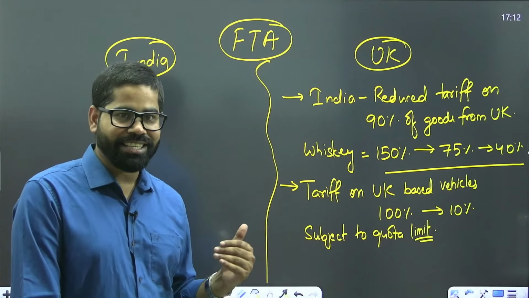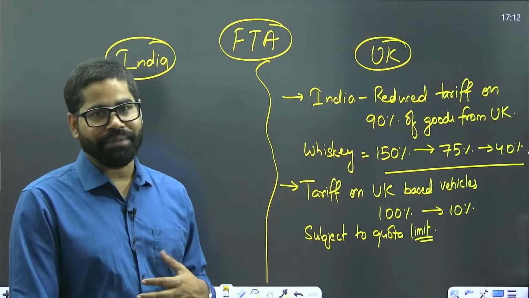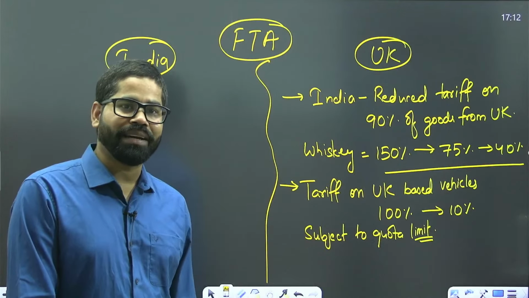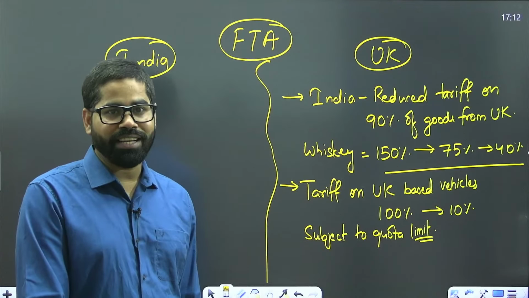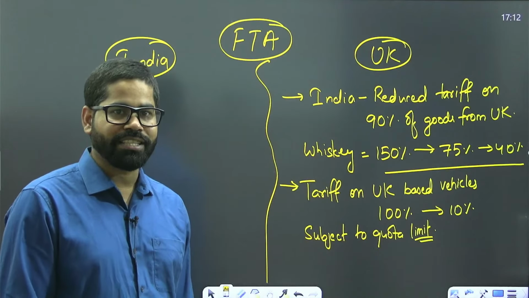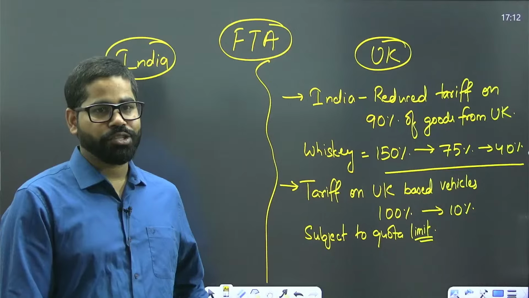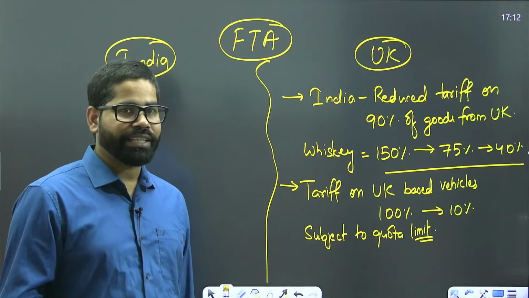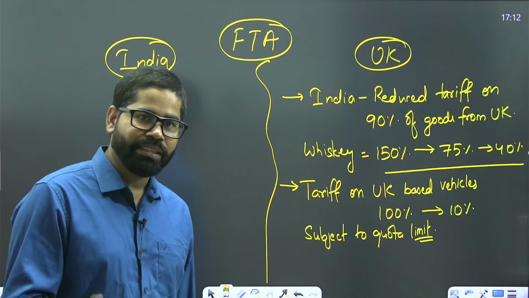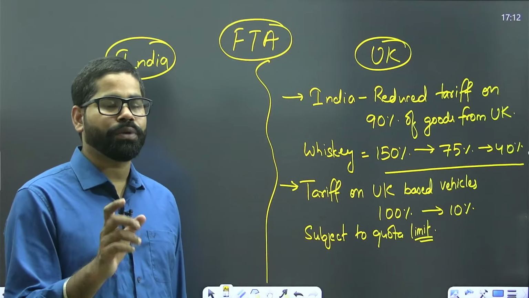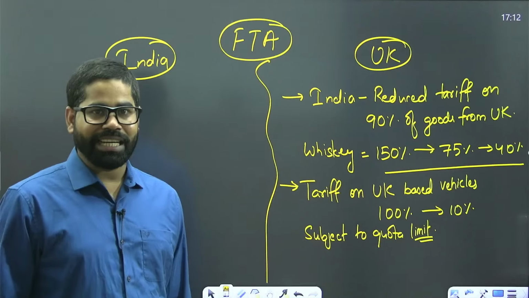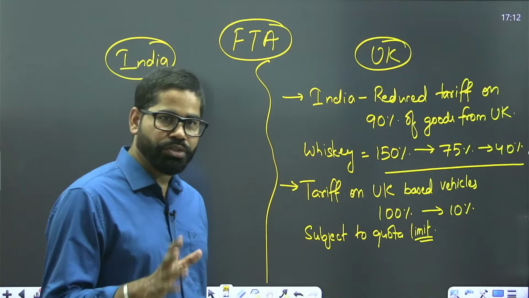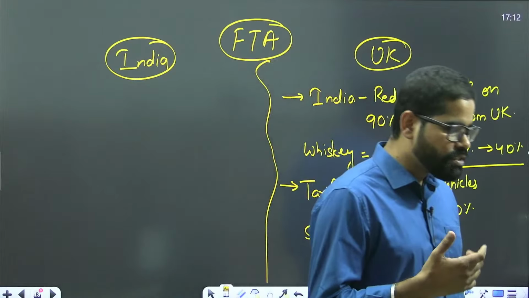You can understand how much cheaper the goods can become. If the tariff is 100% and it is going to become 10%, you can imagine how much cheaper the vehicles can become. Let's say its original price is 20 lakh rupees. It is being sold in India at 40 lakh rupees. Immediately, the price will come down to 22 lakh rupees only. So there will be a huge reduction on the tariff on these vehicles.